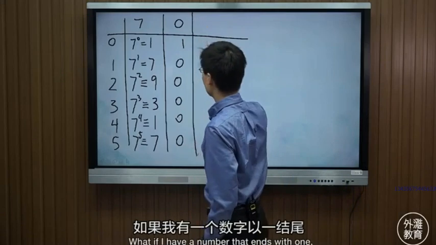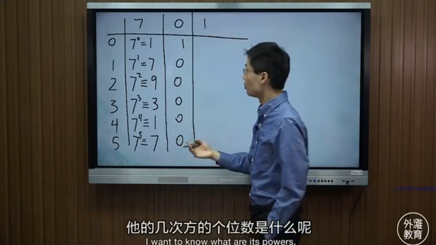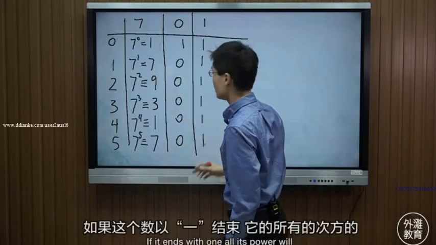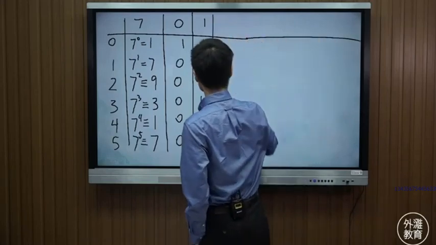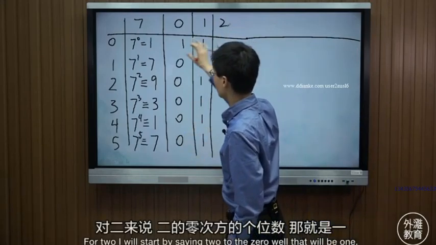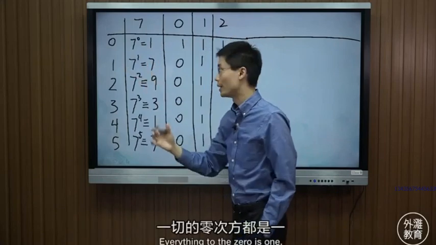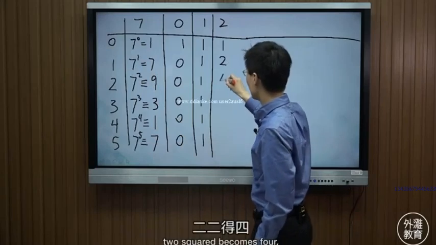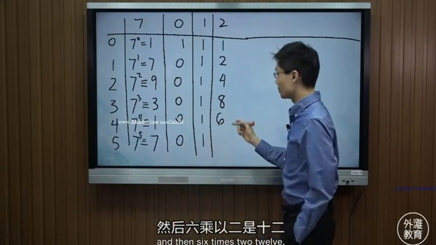What if I have a number that ends with 1, and I want to know what are its powers? Well, that's very easy too. Those are just 1. If it ends with 1, all its powers will end with 1 also. How about 2? For 2, I will start by saying 2 to the 0. Well, that will be 1. Everything to the 0 is 1. And then 2 to the 1 is 2. 2 squared becomes 4. Then it becomes 8. Then it becomes 6. And then 6 times 2, 12.